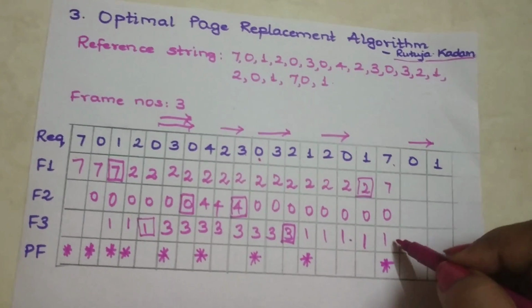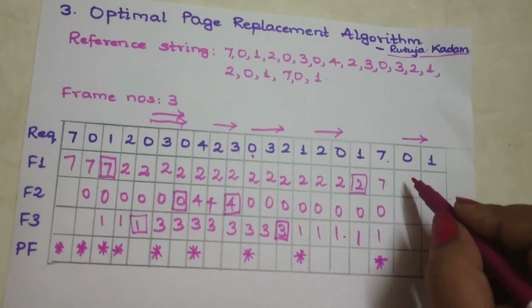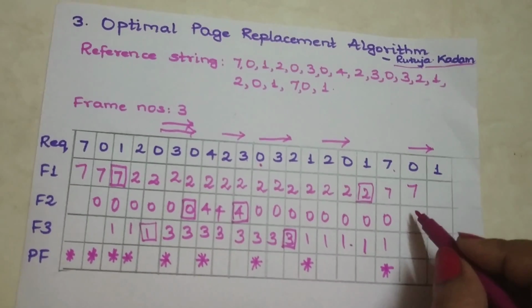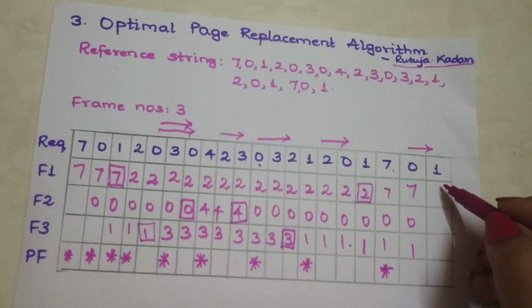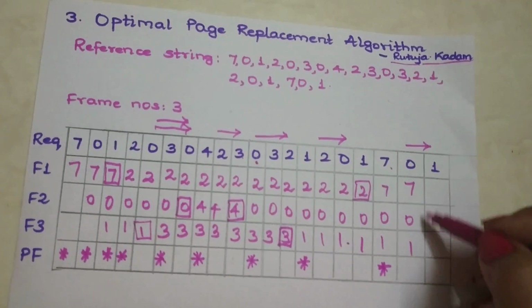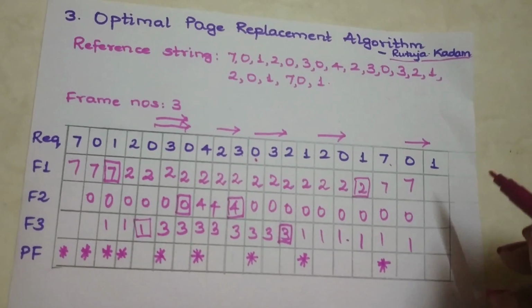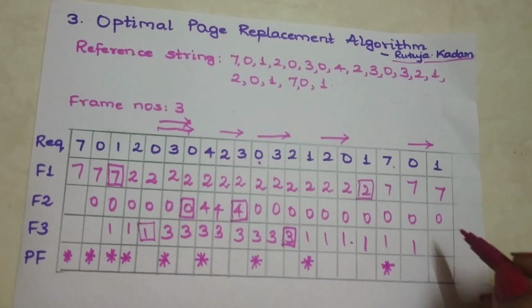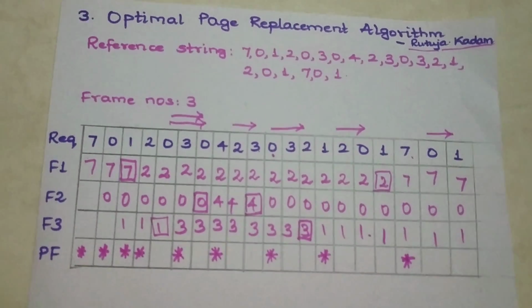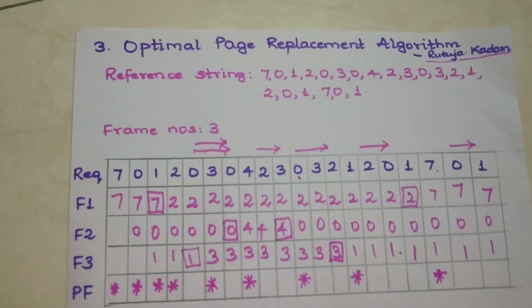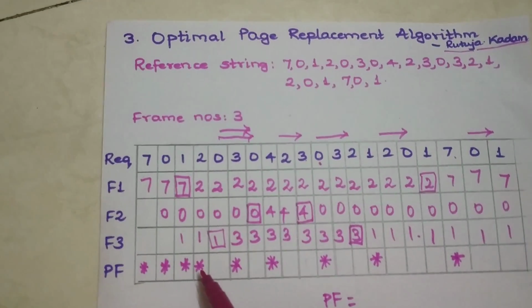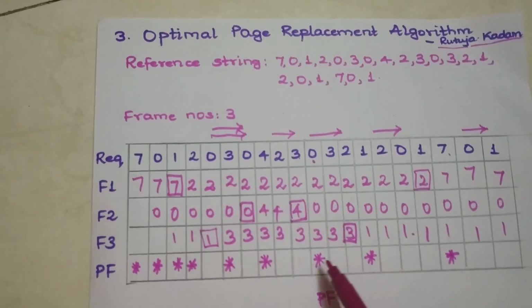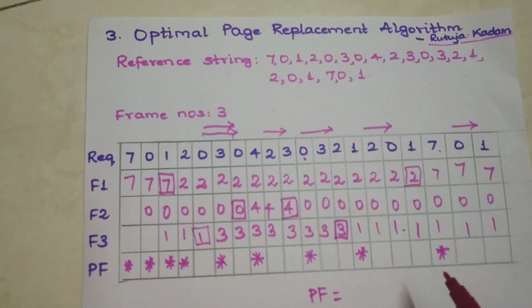Now comes 0. 0 is there in page frame, so no need of page replacement. So 7, 0, 1 as it is. Then comes 1. So here 1 is there in the page frame contents, so no page replacement again. So write 7, 0, 1 as it is, no page faults. Now you calculate the page faults. How many page faults in all? 1, 2, 3, 4, 5, 6, 7, 8, 9 in all.